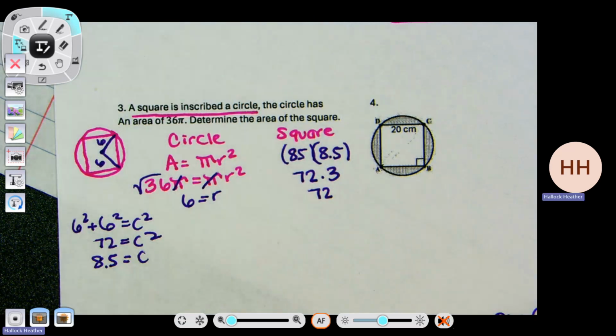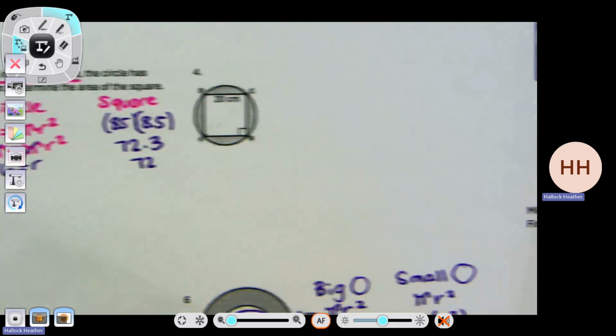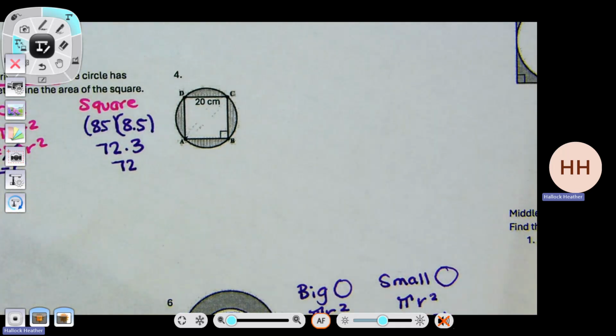Okay, let's do one more and then you guys can just work on these. So number 4, now I have a square inscribed in a circle, just like before. The square is inside the circle. It's inscribed. I have a shaded region. So this one has the extra step where I'm just going to subtract them in the end.